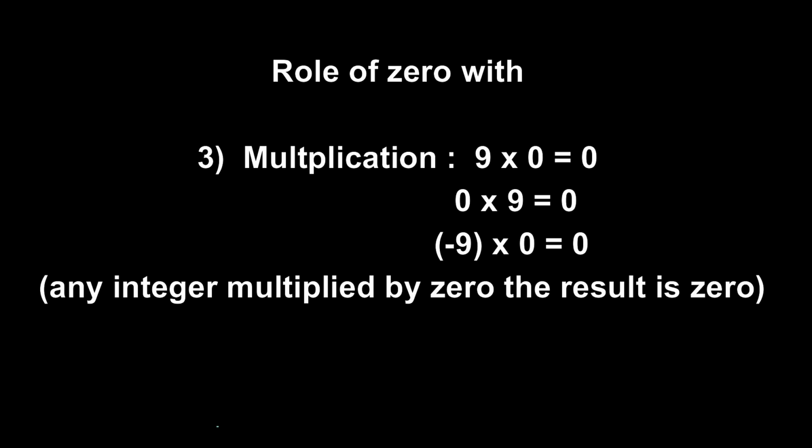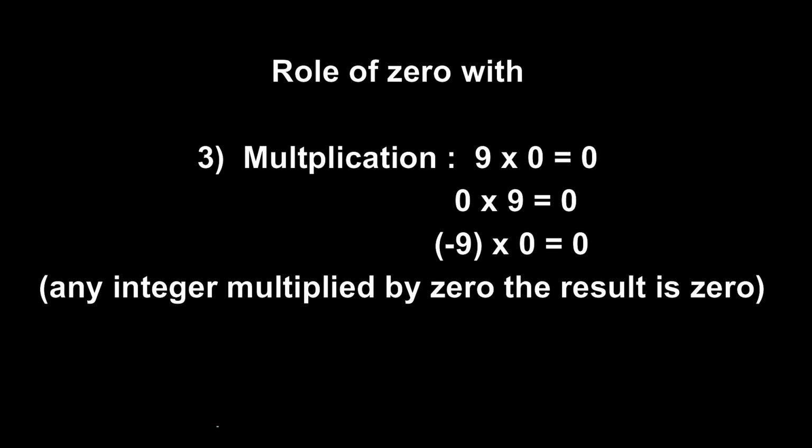So keep this in your mind. There will be questions in the exercise that any integer, when it is multiplied by 0, the result is 0. This can also be asked as an MCQ in your exam, that any integer multiplied by 0, the result is dash. So you can find out, or you can write this down in your notebook, that any integer, when it is multiplied by 0, the result is 0.